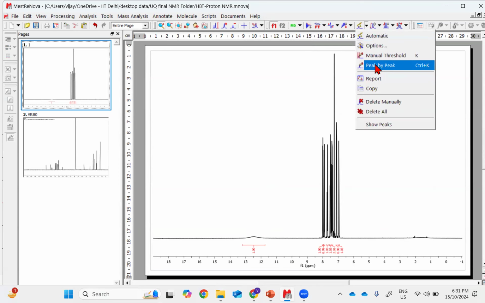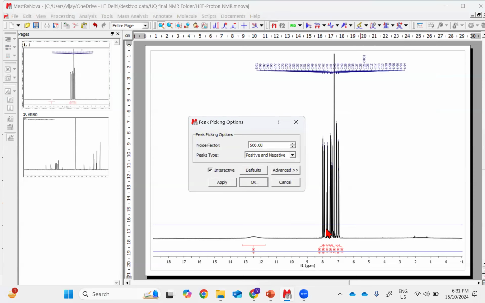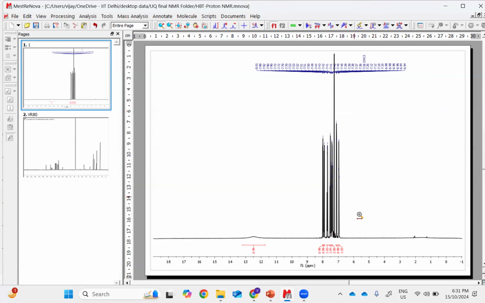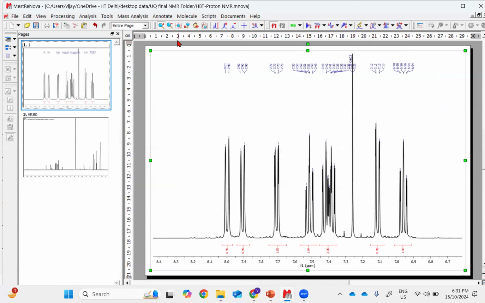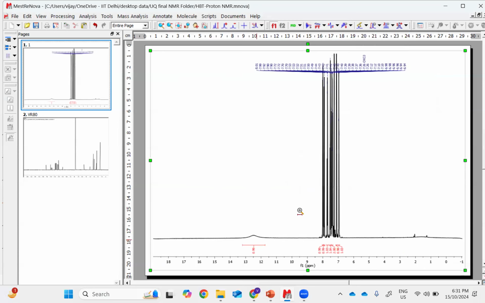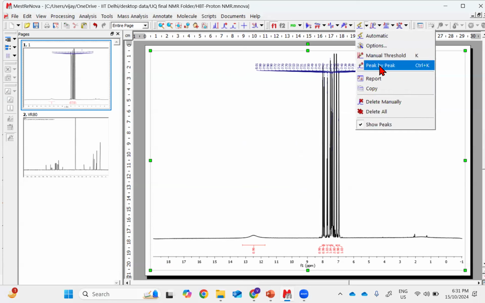We can do the peak picking peak by peak, or we can do the automatic option, which means we can set the baseline as per our requirement. In this one you can see all the peaks are here, so I just apply it as it is. Almost all the peaks are picked automatically. But if you look here, this peak is not picked, so I again pick this peak manually.